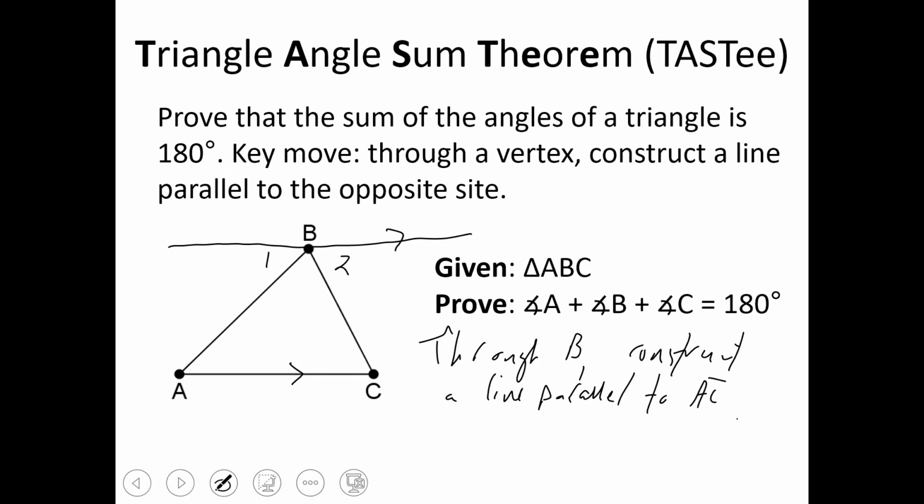And then look at angle 1. Perhaps color code this. Look at angle 1 and the angle at A. They're alternate interior, so they must be equal to one another. Now look at angle 2 and the angle at C. I'll also color code that. So the angle 2 and the angle at C. They're alternate interior, so they must be equal to one another. So let's actually mark the equality that must follow. So we have a pair of equal angles, and then we have a second pair of equal angles.